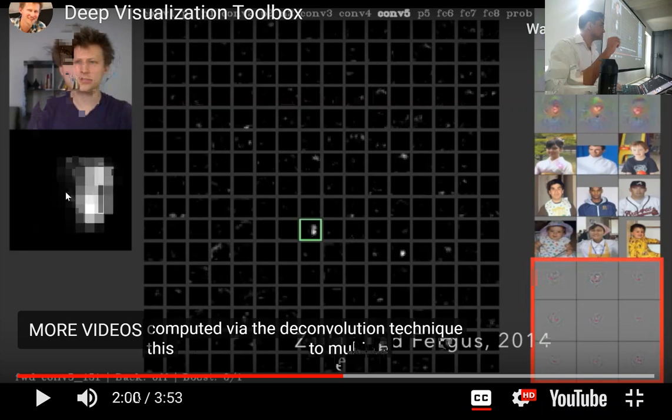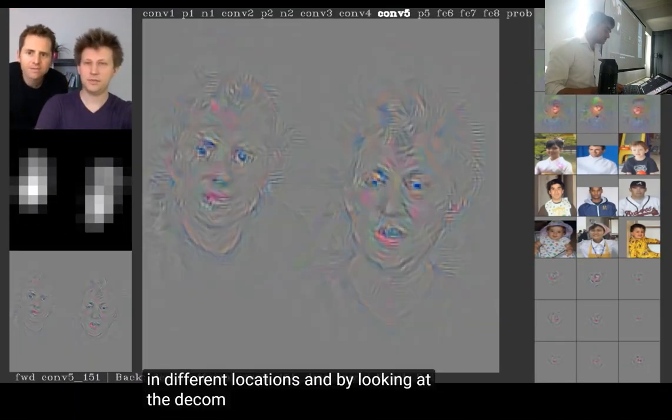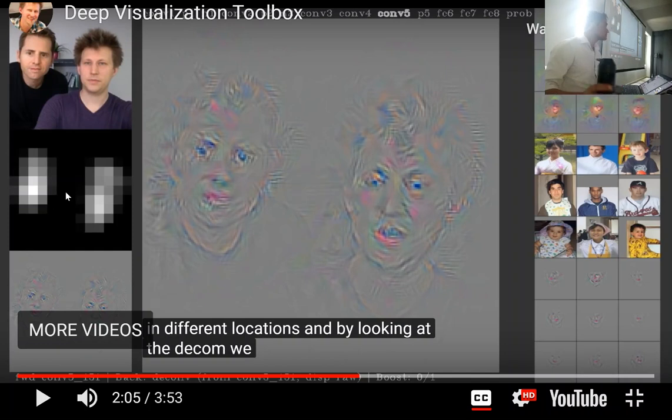This feature responds to multiple faces in different locations. And by looking at the decon, you see that you're not able to reconstruct everything back. So deconvolution is a great thing, but it's not really great. You will not be able to create everything back. That is why we have to come out with new techniques. We are going to check some of those.